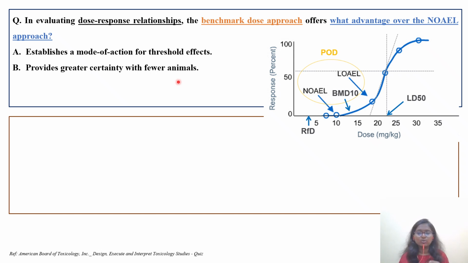But if you see the Indian guidelines, NDCT 2019, it says 6 to 10 animals per sex per dose. That is the given. So what option B is trying to say is that by using fewer animals, you can provide greater certainty. No, with fewer animals, I don't think that it will lead to certainty. You cannot statistically justify your results if you have fewer animals. See, animals should be fewer, we have to follow the 3R principle, no doubt.